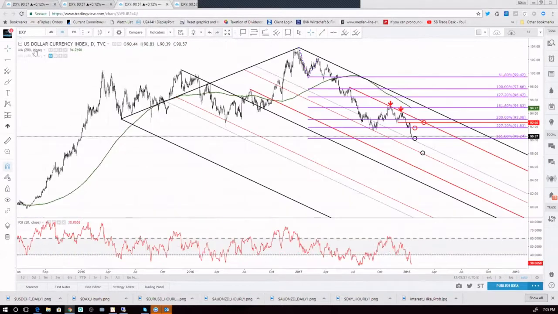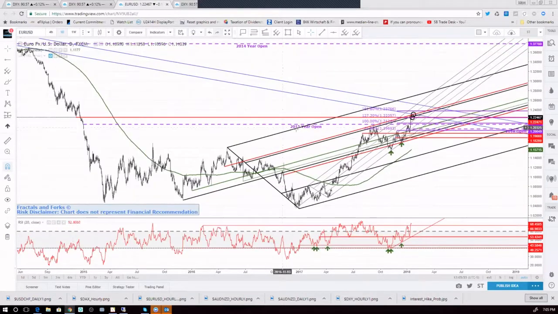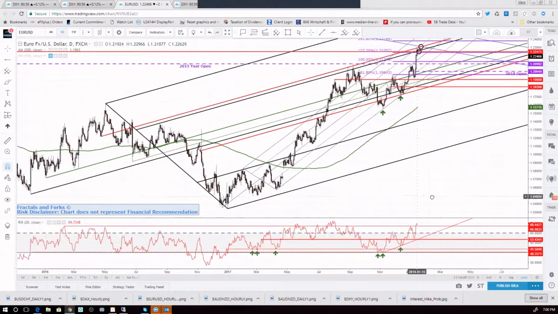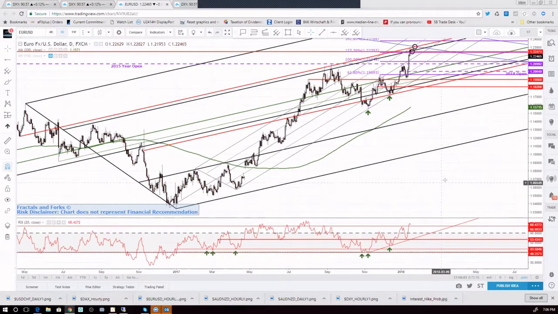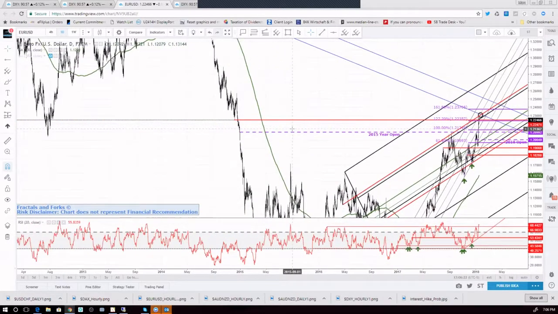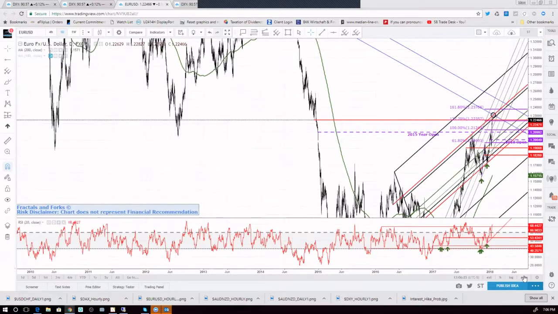Then let's just look at dailies. Euro dollar. I got to move this so it becomes a little bit clearer. We haven't really touched the real target that I had in mind yet. Let me take this one away. The real target is actually this trend line from. Oh, I got to put it back on auto.